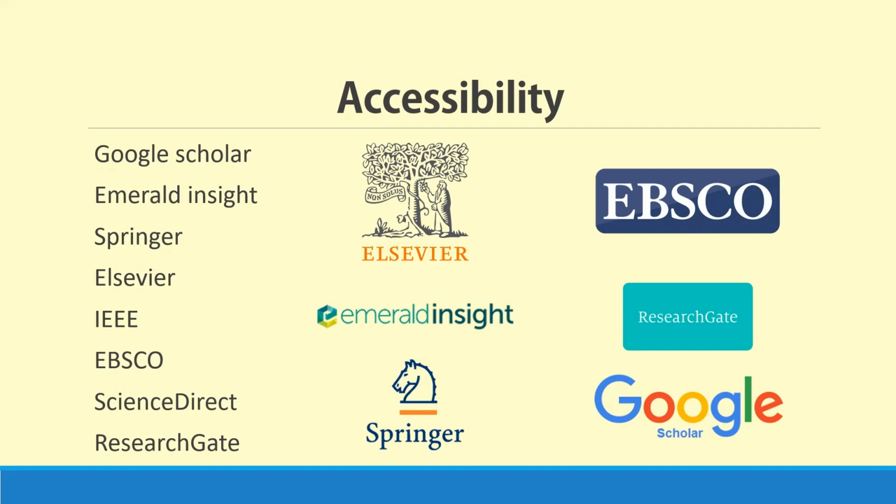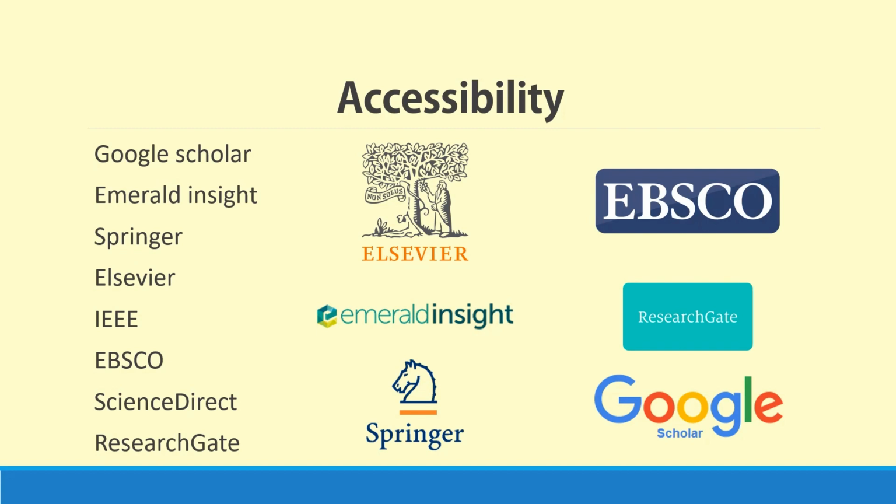Because if you just go to Google and search for something, it will show you all types of results like videos, photos, maps, news, and everything. But if you go to Google Scholar and search for something, it will only show you research publications.